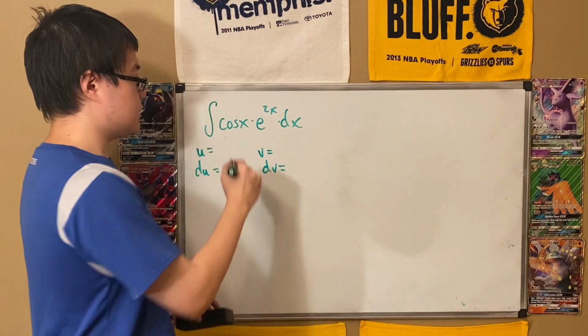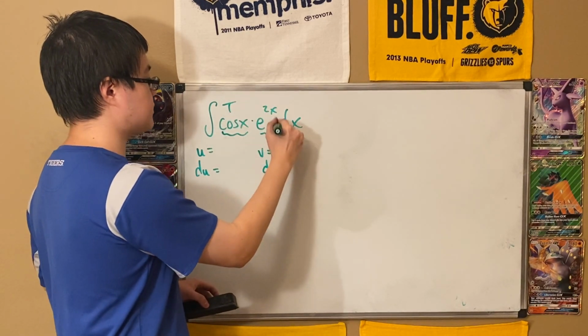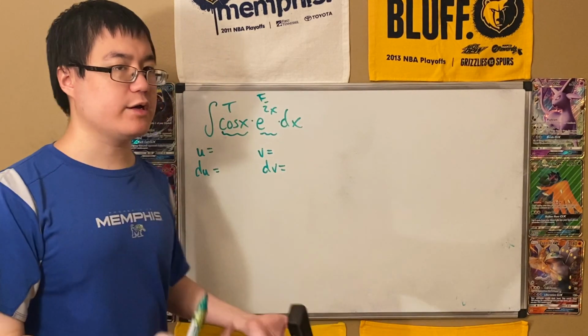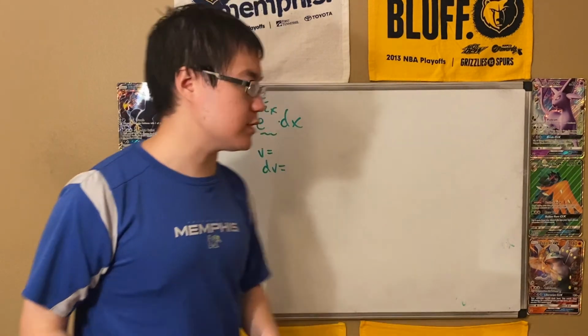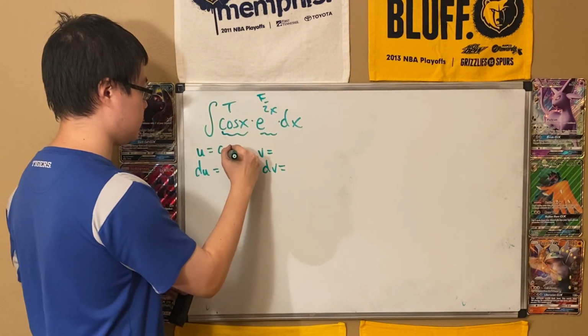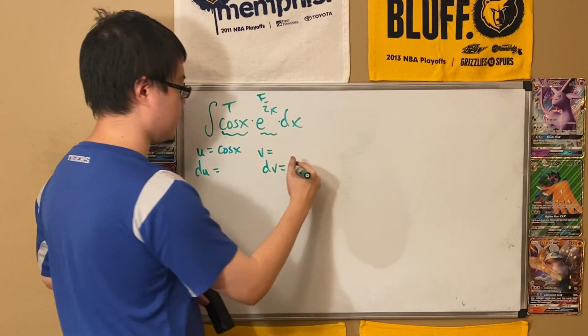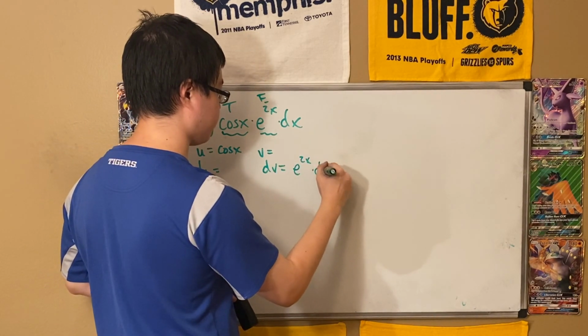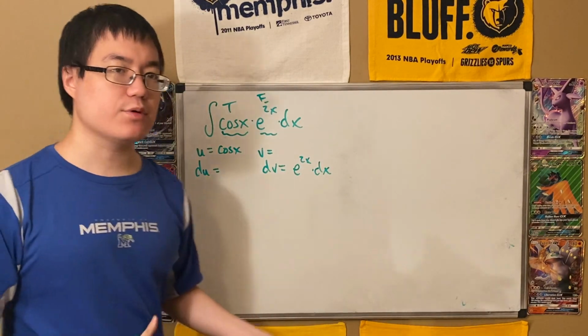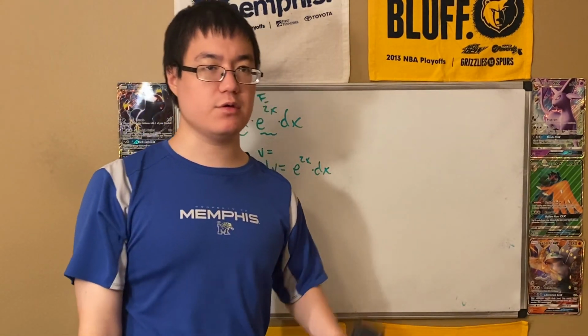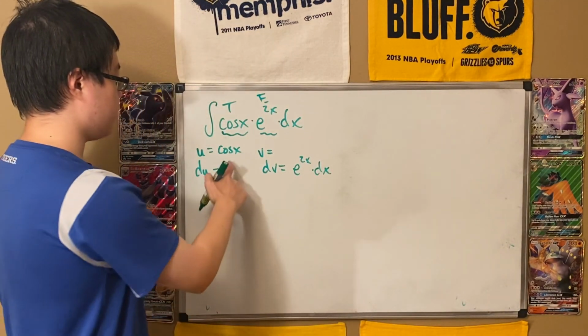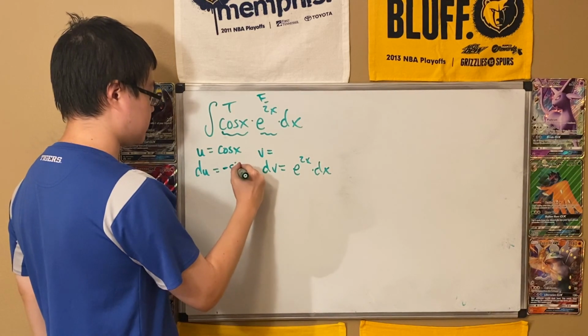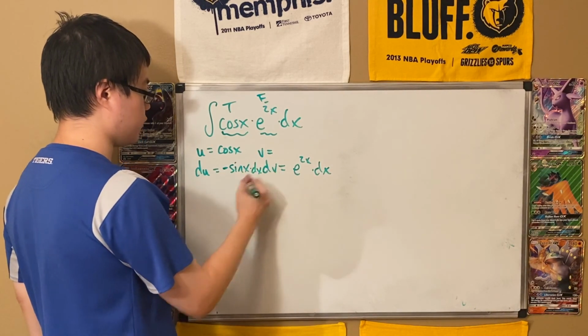So cosine of x is considered trig. E to the 2x is considered exponential. So trig is to the left of exponential. So that means that u should be cosine of x. And that means dv is going to be e to the 2x dx. Then what I do is my normal derivative of the u, integral of dv. Derivative of cosine of x is minus sine x dx, because we bring the dx over.